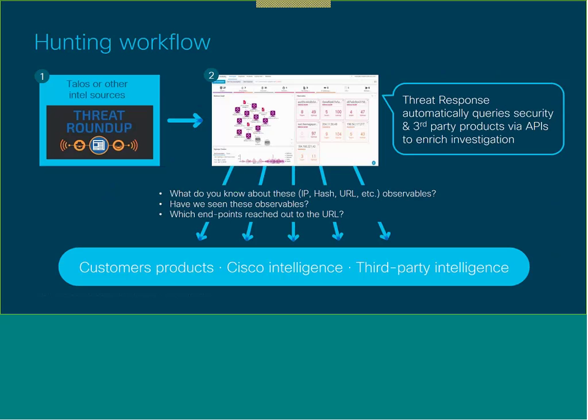But what Threat Response does is remove most of that process and replace it with a single lookup. Threat Response, what do you know about this IP, hash, whatever it is? Have we seen it? Which endpoints saw it? At what points in our network was this detected, and what was happening around that at the time?